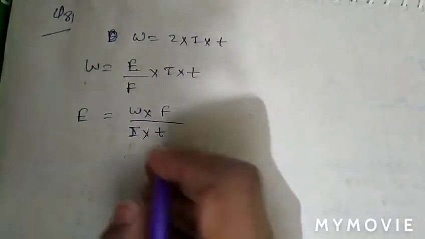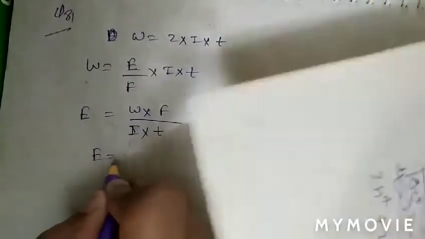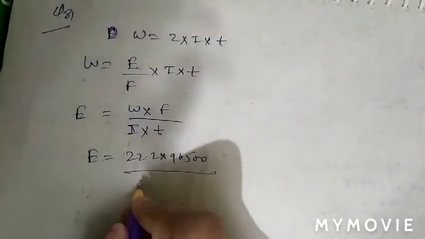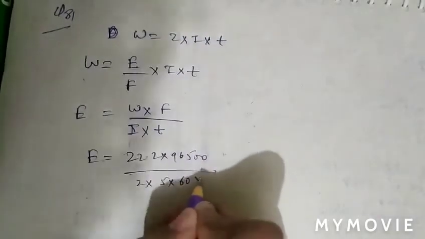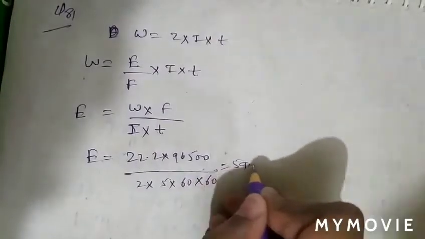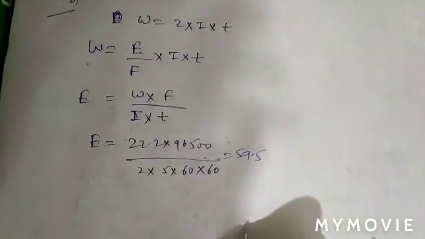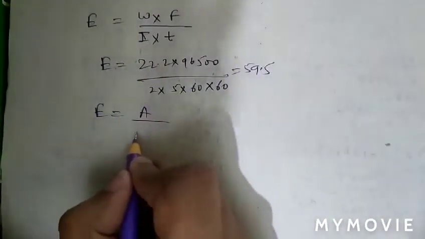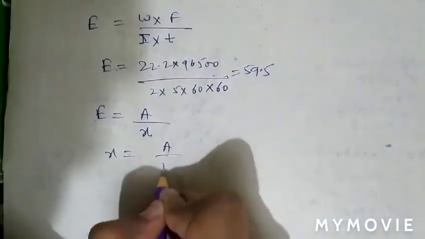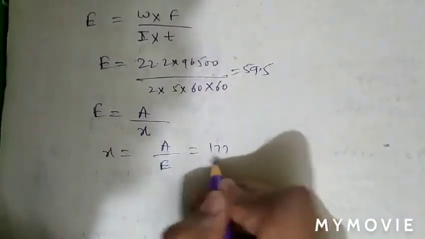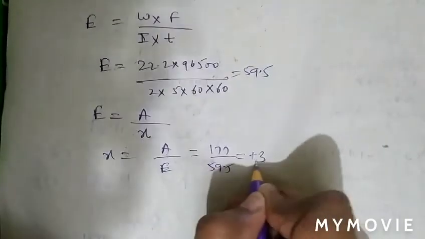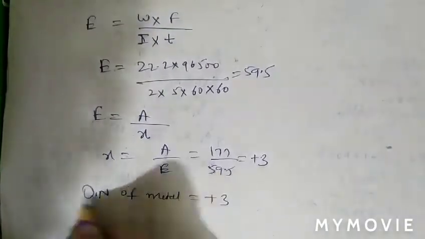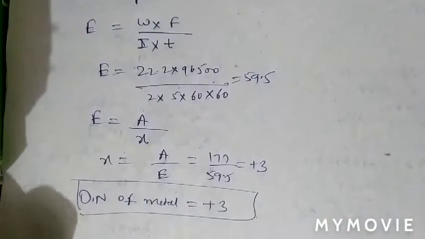So we can say that W given here is 22.2 and Faraday constant is 96500, divided by current, which is 2 ampere passed through 5 hours. So 5 into 60 into 60, it is equal to 59.5. And also we know that equivalent mass equals atomic mass by n factor, that is x. So x will be atomic weight by equivalent mass. Atomic weight is given there, 177 by 59.5. So x is plus 3. It means the oxidation number of the metal will be plus 3. So question number 81, option C is correct.